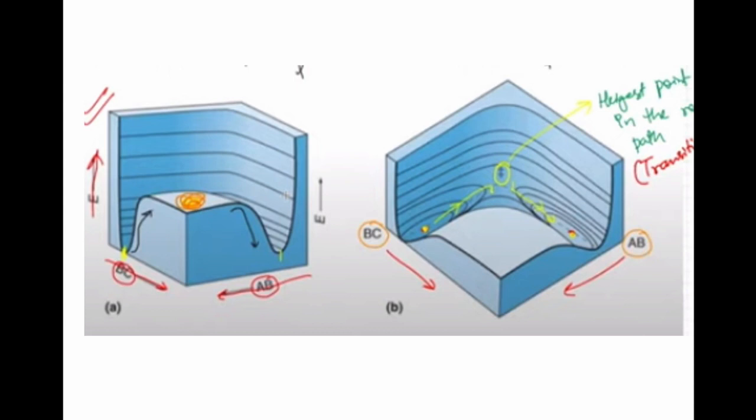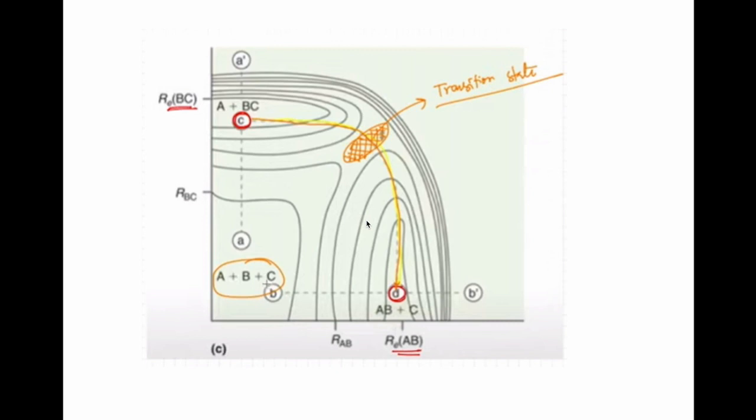The highest point in the reaction path from AB to BC or BC to AB, that point is the transition state. When we climb this contour and climb down, the molecule is stable only through this reaction path.